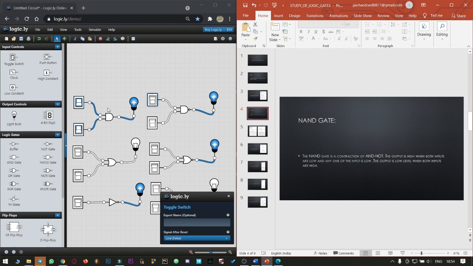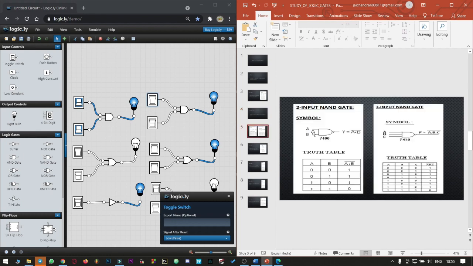So here, as we could see, right from the simulation next to each other, we have the AND gate towards the left and the NAND gate towards the right. We could see clearly that it's a contradiction, or the complement, of the AND gate. Here, when both the inputs are turned off, we could see that the output is enabled. So here we have the truth table for a 2-input NAND gate and a 3-input NAND gate. Here we are using a 2-input NAND gate.